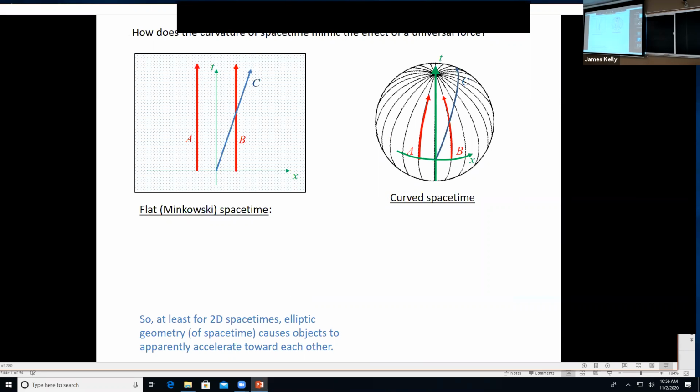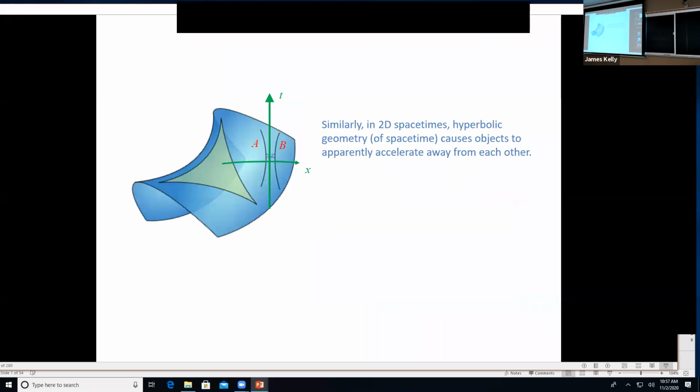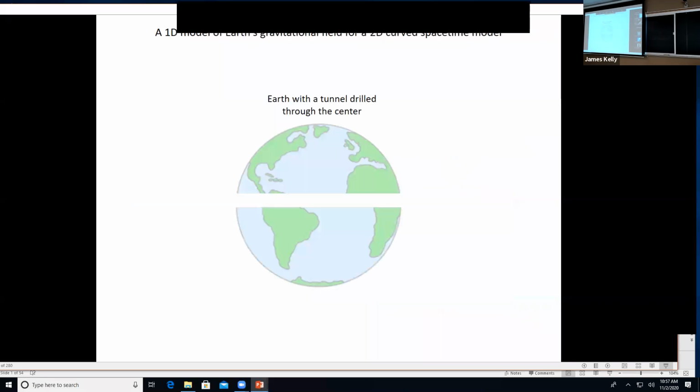Okay, so at least for two-dimensional spacetimes, elliptic geometry causes objects to accelerate toward each other. Hyperbolic geometry causes objects to accelerate away from each other when they're initially going in the same direction. And flat geometry, neither. They sort of stay right next to each other, don't increase or decrease.